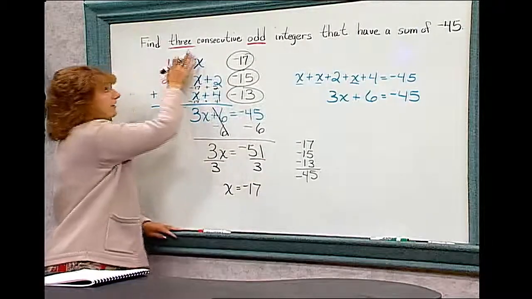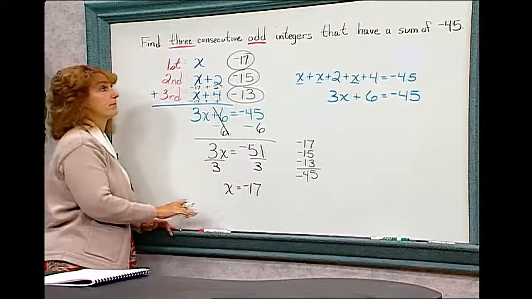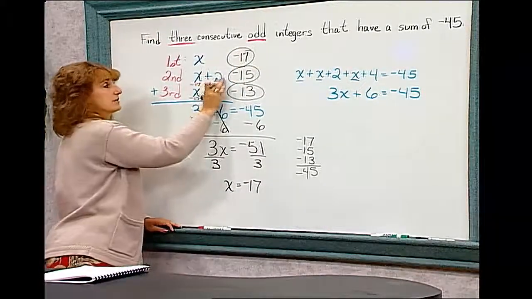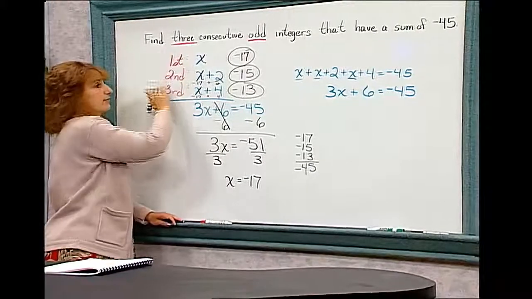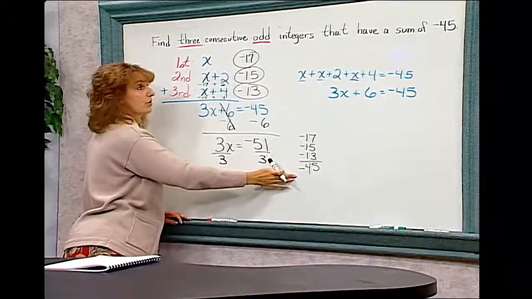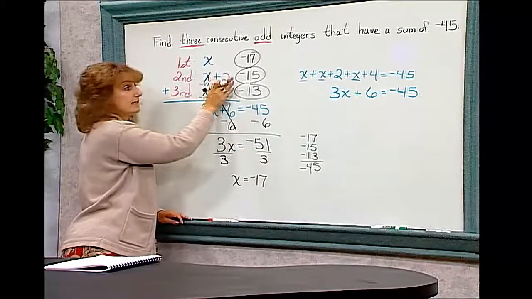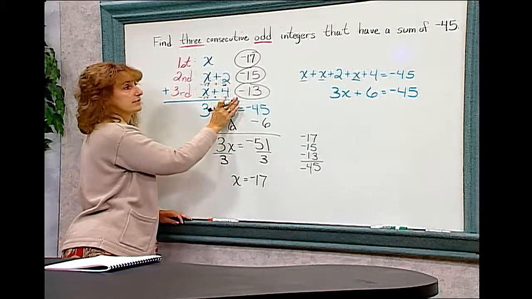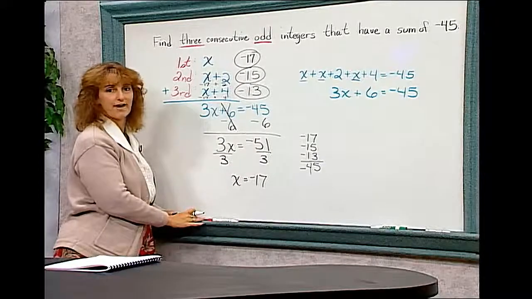So even though this is a very tricky problem, we remembered the odd numbers still differ by 2. We needed 3 of them. We counted in the correct direction, and we checked our work. So negative 17, negative 15, and negative 13 have a sum of negative 45.